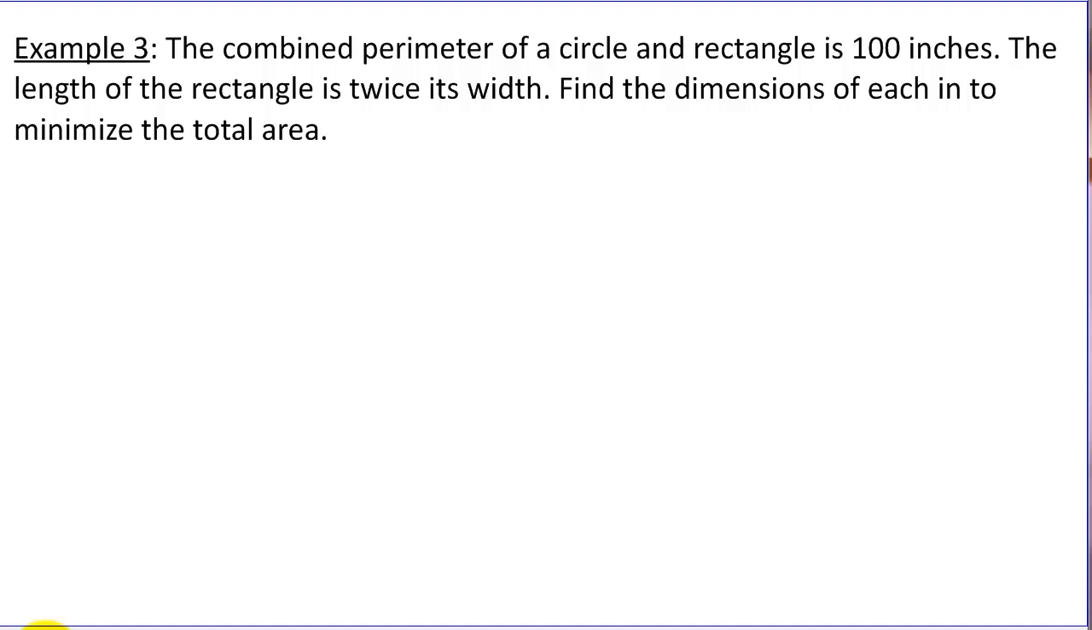Okay, here we have two shapes, a circle and a rectangle.